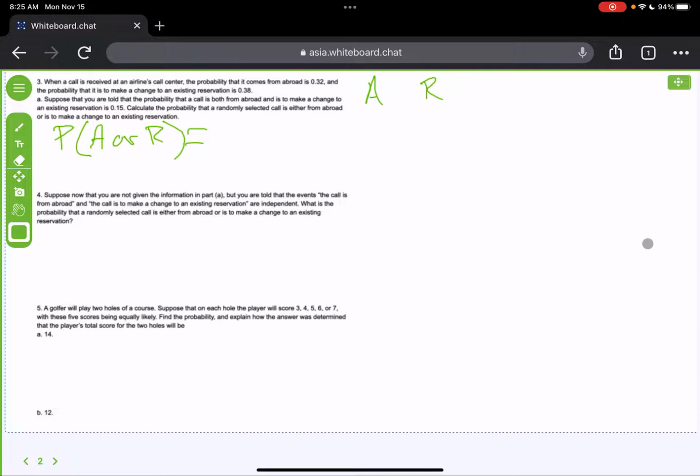So you should know from your quiz, if you didn't do well on your quiz, or if you didn't get this on your quiz, you need to go back and look at it. Go look at your quiz from topic A, and this will tell you that A or R is equal to the probability of A plus the probability of R minus the probability of A and R.